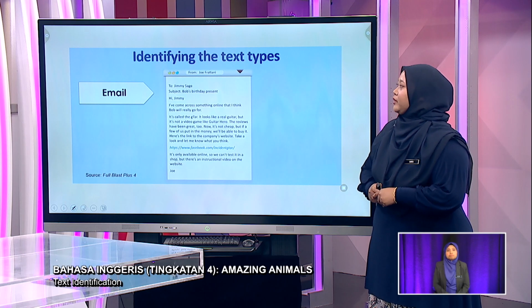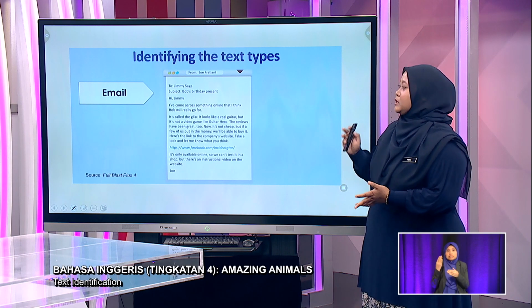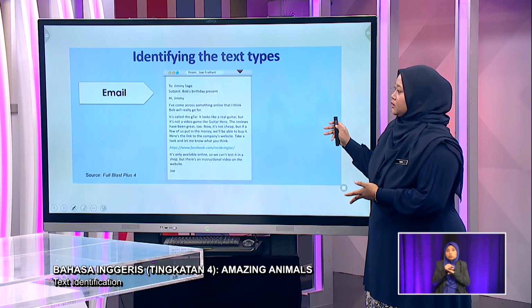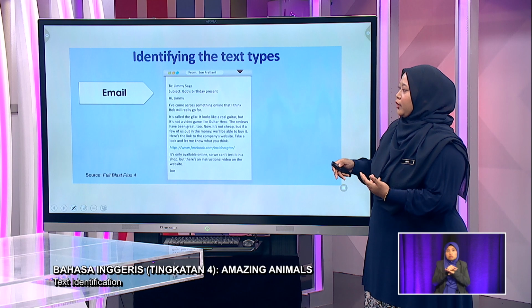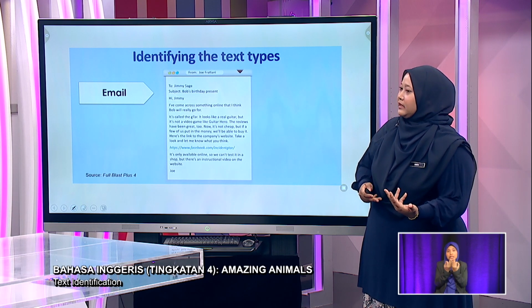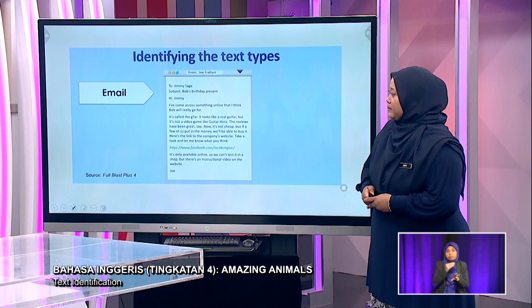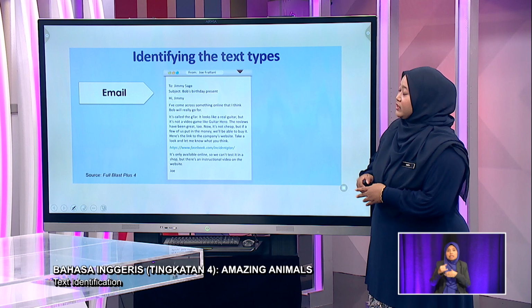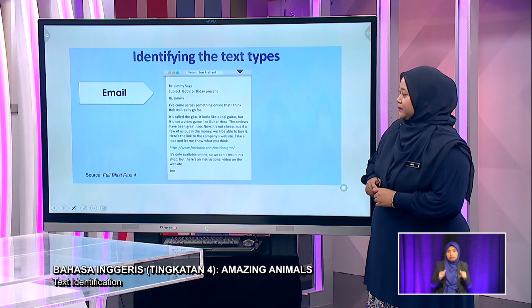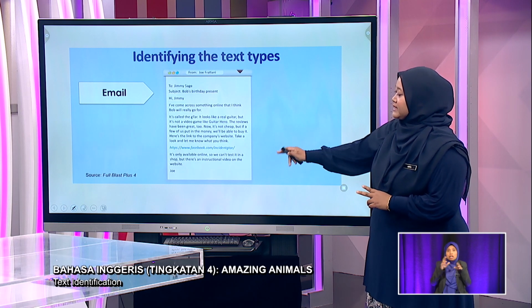For the first text type, we usually have an email. An email is used to maybe ask for your family members, friends, and even your relatives. The structure for an email consists of the recipient's and sender's email address, followed by the subject line. It also consists of salutation, body, and lastly the sign off.